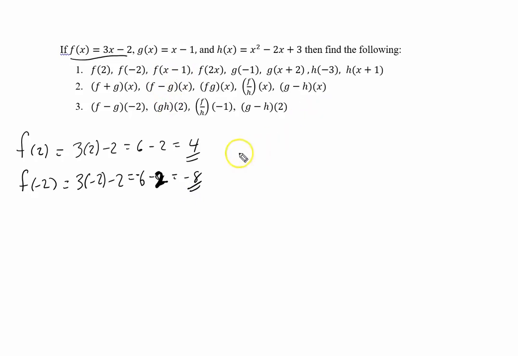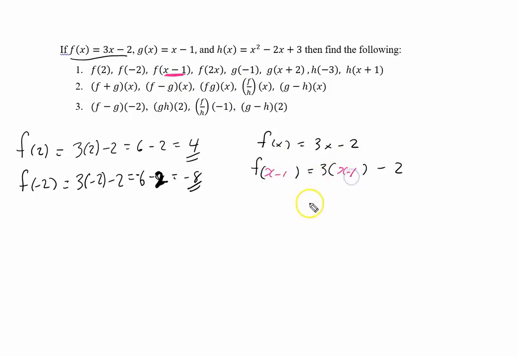Now I want f evaluated at x minus 1. Let me rewrite the formula for f here. So if I want f evaluated at something, then I'm going to rewrite the formula of f where there's a blank parentheses wherever the x's were. Now what do we want? We want f evaluated at x minus 1. So that's what goes inside here.